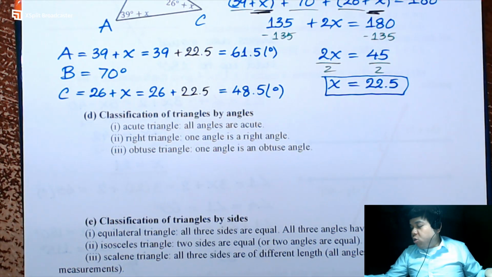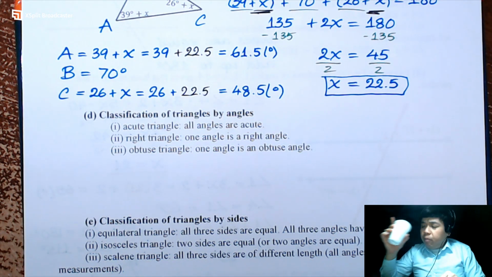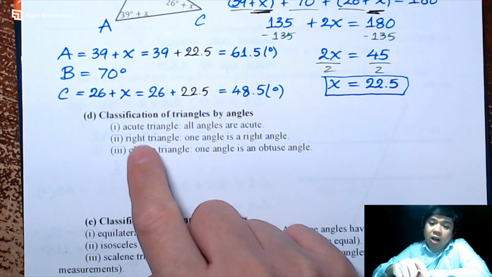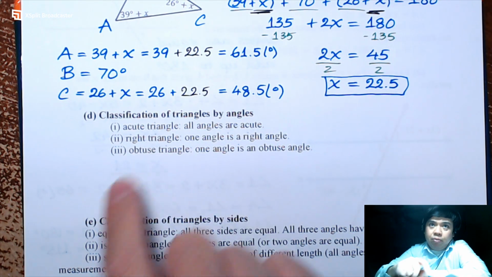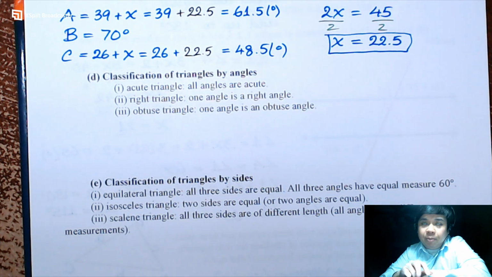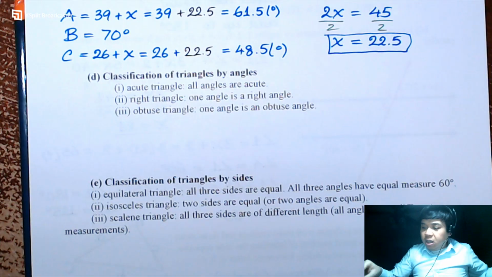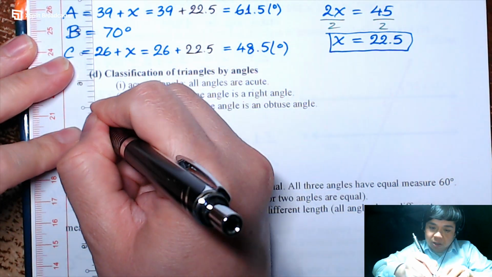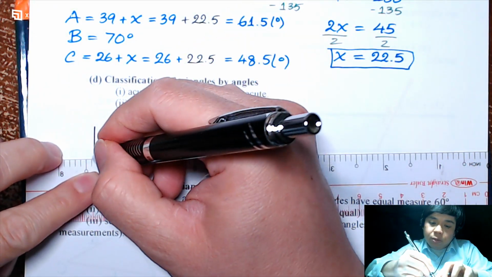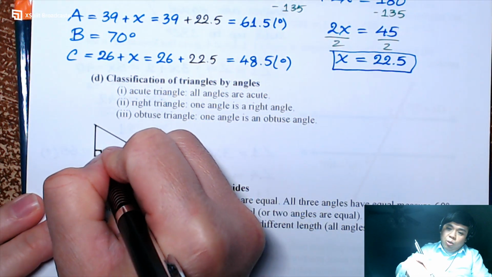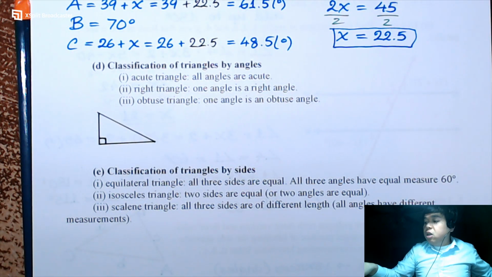Right, more on triangles. There are different types of triangles. If we classify based on the angle, we have acute, right, and obtuse. If we classify based on the sides, we have equilateral, isosceles, and scalene. Right, let me just draw what it looks like. A right triangle is where the triangle has a right angle. Okay, this one is just with a right angle. We call that a right triangle.